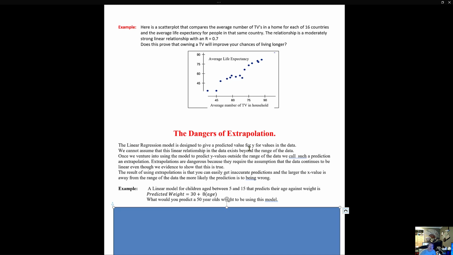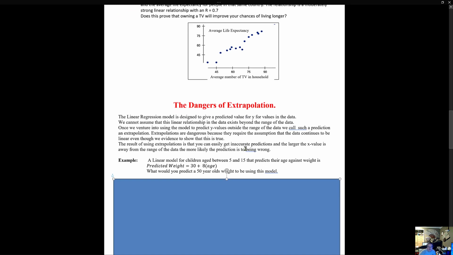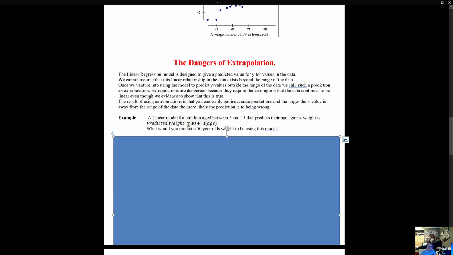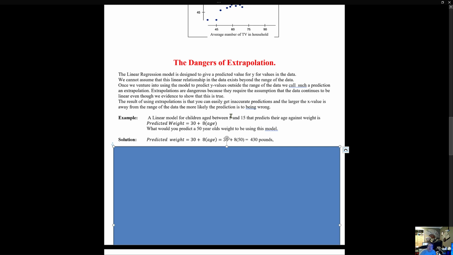Now, the next one is called the dangers of extrapolation. If you've got a good linear model, suppose this one is predicting the weight of children, and it's 30 plus 8 times their age. What would a 50-year-old be? Well, this is the danger. If you try and use this model on someone who is not in the range at which the data was collected. This data was collected for children and teenagers, right, 5 up to 15. If you plug a 50-year-old in here, you are going to get the ridiculous answer that a typical average 50-year-old, according to this model, would weigh 430 pounds.